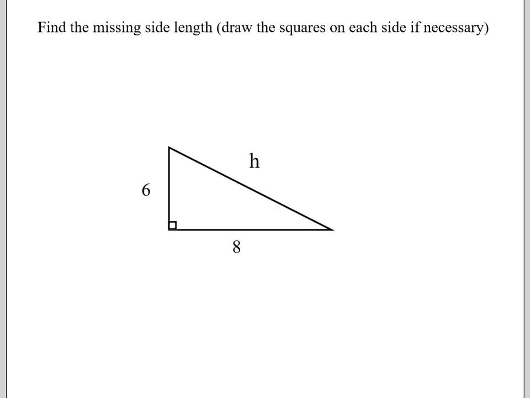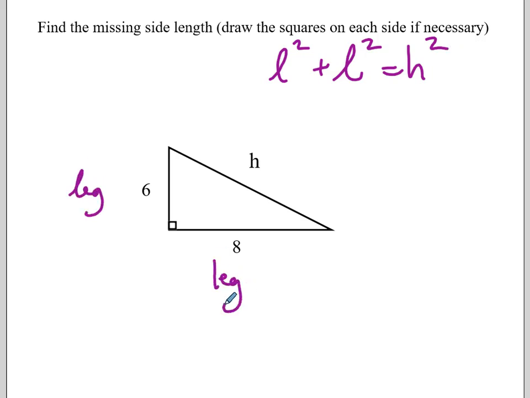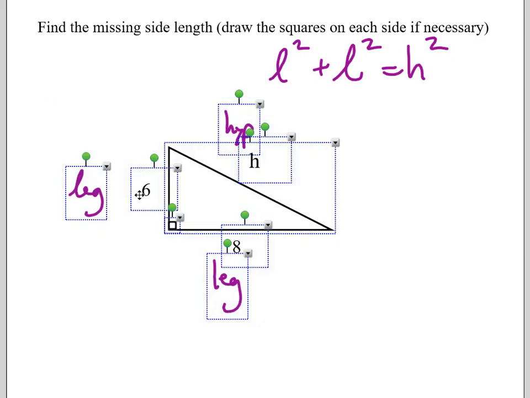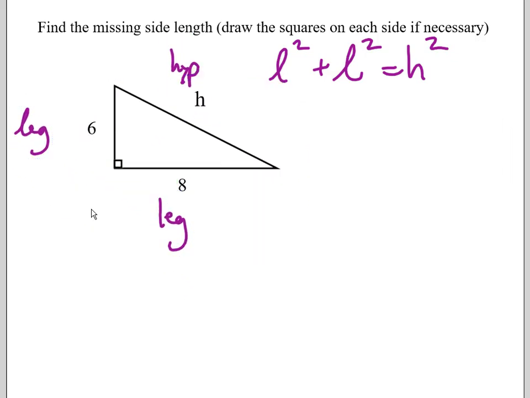Alright, so let's actually put it into action. And again, I like to write this in a certain way, so that's the way I'm going to do it. I'm going to say leg squared plus leg squared equals hypotenuse squared. When I look at this triangle, I want to identify my legs. This is a leg, this is a leg, this is a hypotenuse. And this is an important point because I want to make sure I put the information in the right location. If I don't, I'm going to get some weird answers.